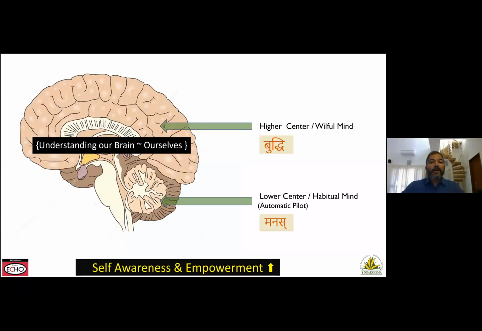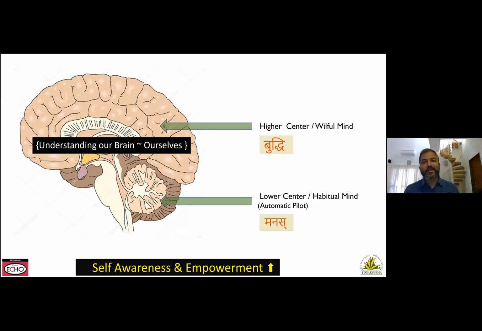Now, how do we change? We know this concept, which is called neuroplasticity. How do we make that change happen? That is where self-awareness and empowerment increase, if we understand our brain and mind a little bit more, which is what we did in one of the sessions. We have the lower center of our brain, the habitual mind, which is the manas, where the automatic thoughts come from. Quick perceptions, overgeneralization, blaming, defending, all of those things come from our lower center.